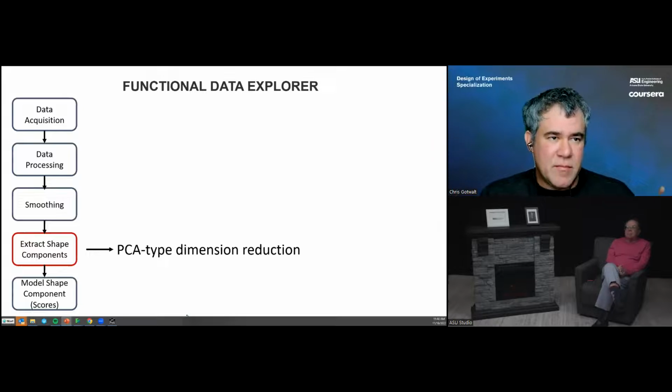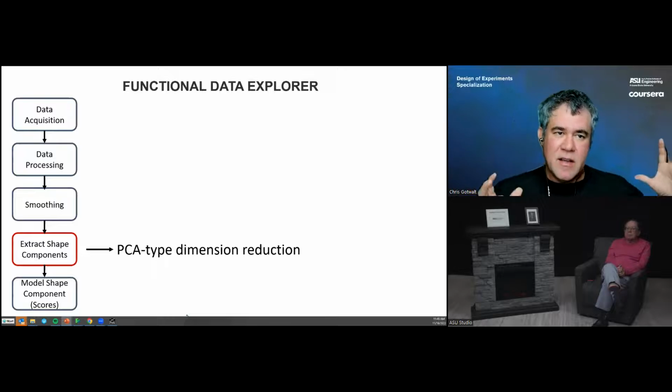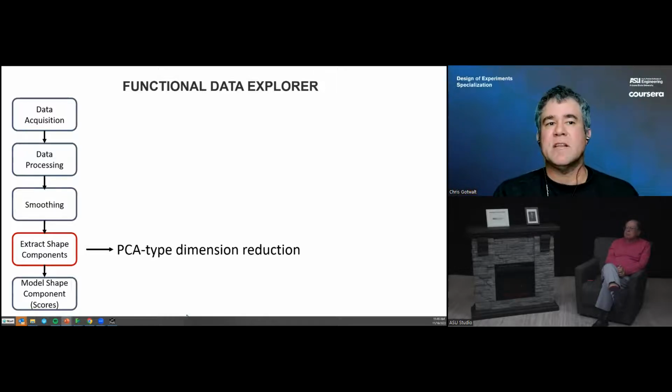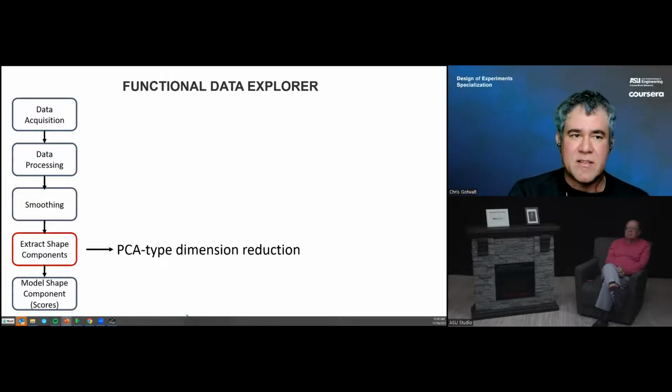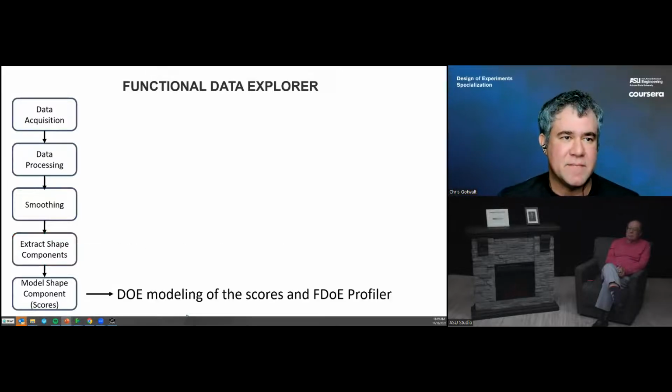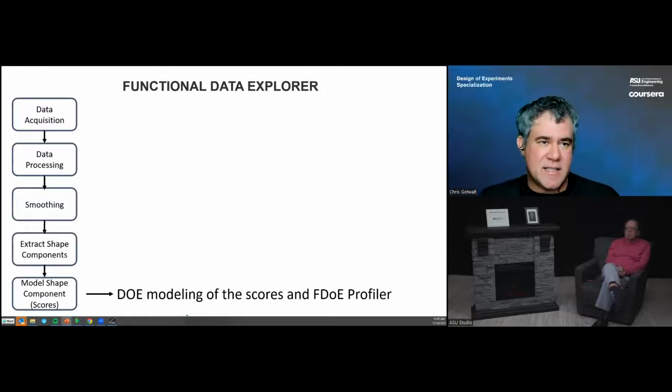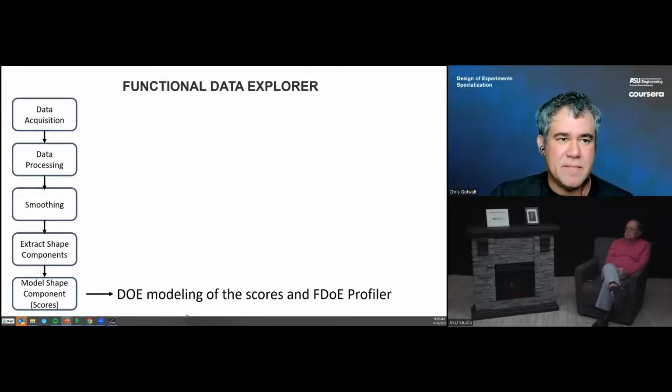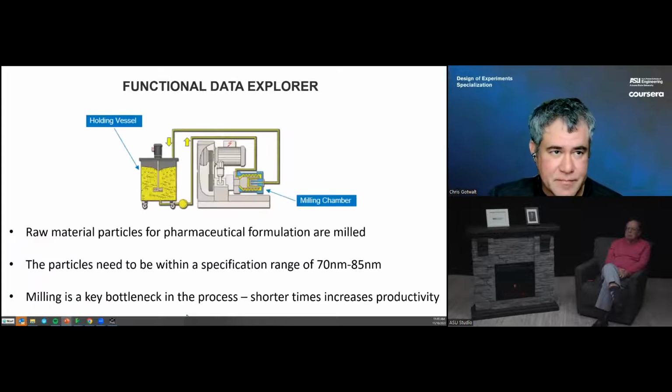So once the smoothing model is fit, JMP does a dimension reduction that is much like a principal components analysis. So this identifies the different shapes that characterize variation in the functional responses and reduces the functions down to a small number of score values that explain the most variation in the data. And then we apply standard DOE tools to these scores, just like it was a regular scalar type DOE. Now I'll go into an example.